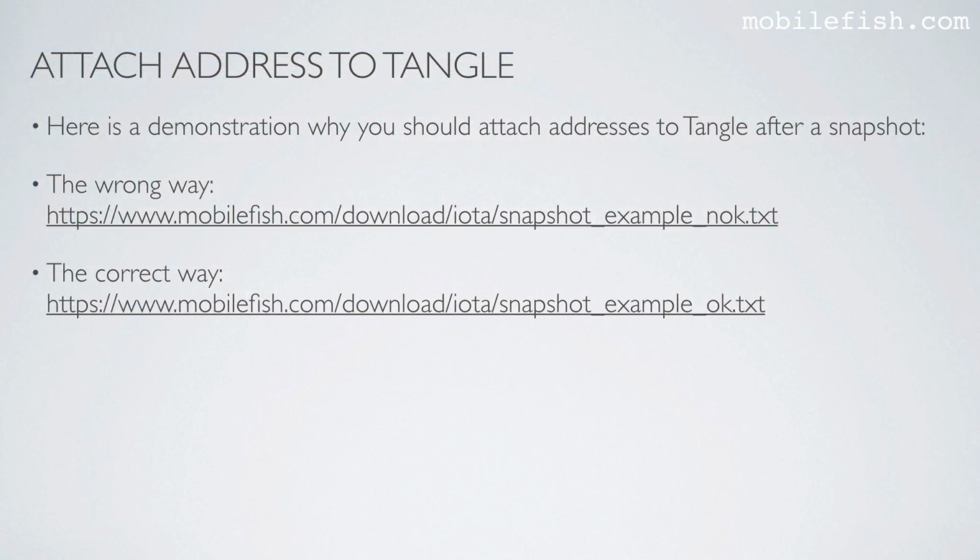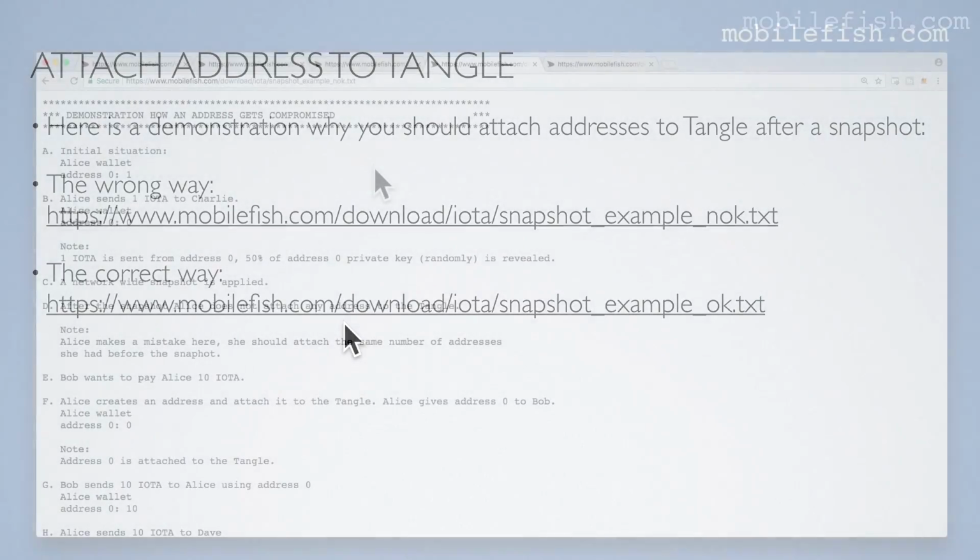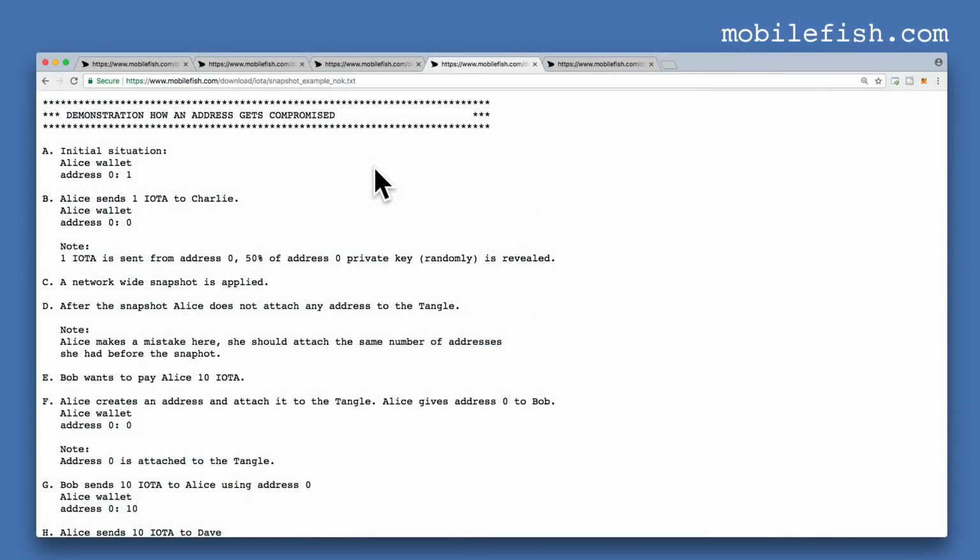Here is a demonstration why you should attach addresses to Tangle after a snapshot. An example with the wrong way and an example with the correct way. Let's start with the wrong way. This is the initial situation.